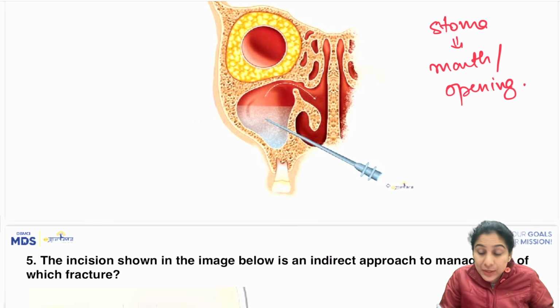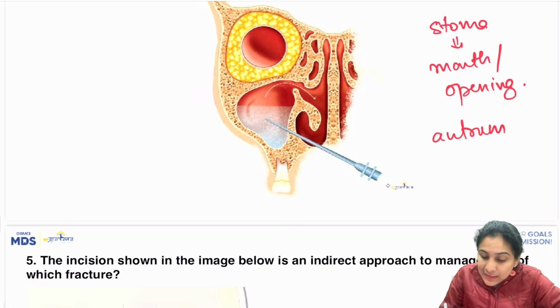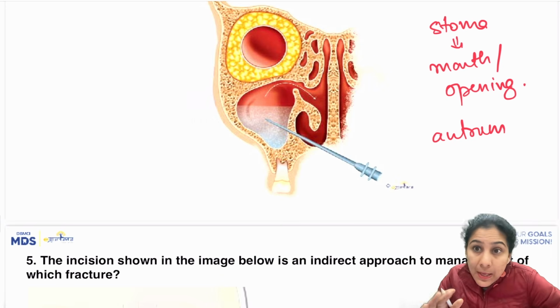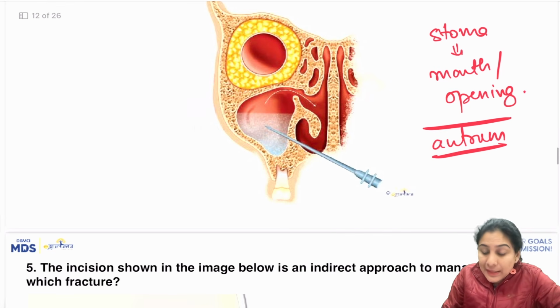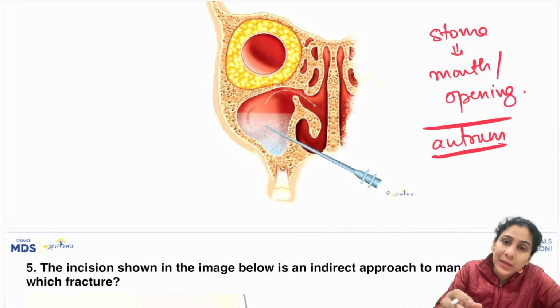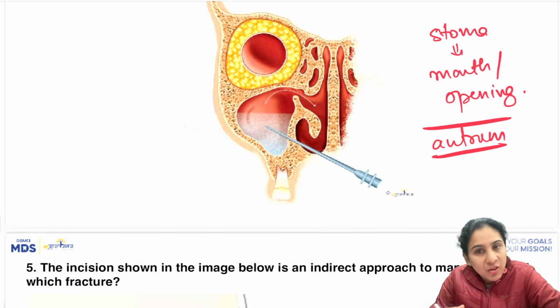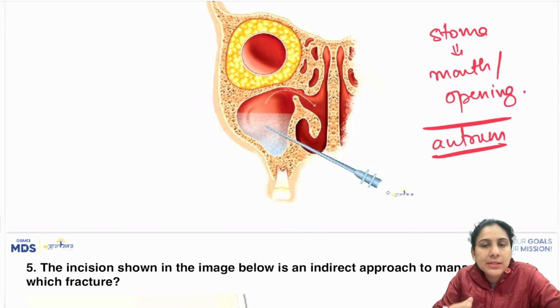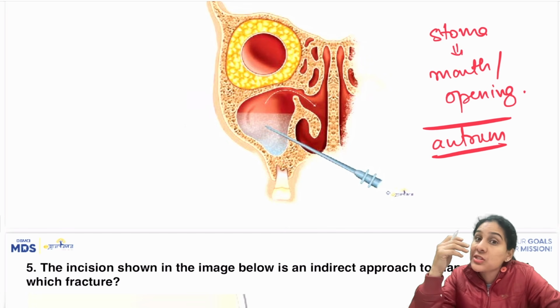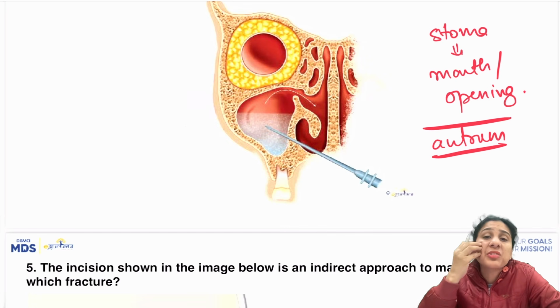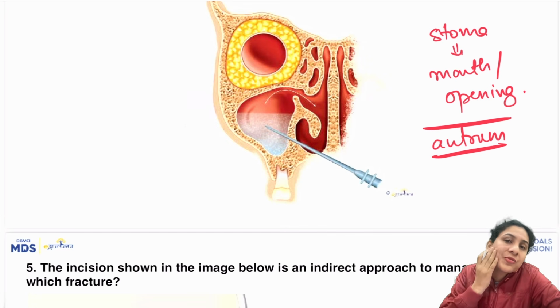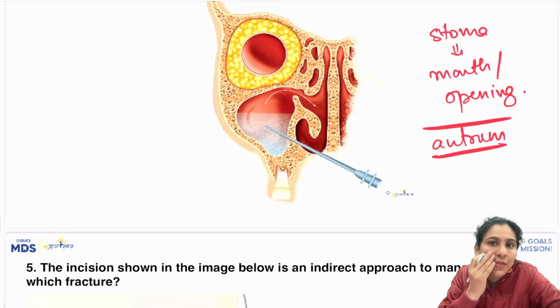So antrum, what is antrum? Antrum is maxillary sinus. Antrum of Highmore, remember? So antrum is the maxillary sinus. So antrostomy, creating an opening or creating a stoma in the antrum. Why do we do that? Suppose I've done any surgery in the maxilla. So maxilla is what? It's a paper thin bone here and it is filled with air. The sinuses are filled with air.